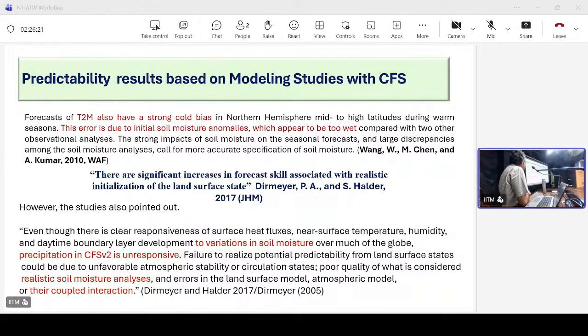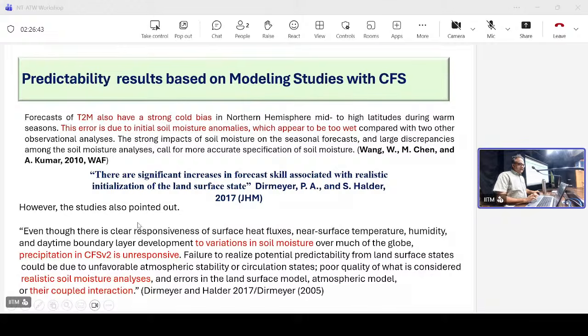Okay, so for the CFS, for example, we have seen a lot of studies where they have concluded that the surface temperature has a strong cold bias, and this cold bias is due to error in the initial soil anomalies, which appear to be too wet.